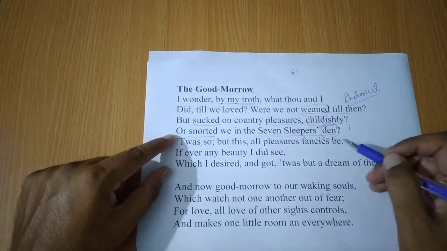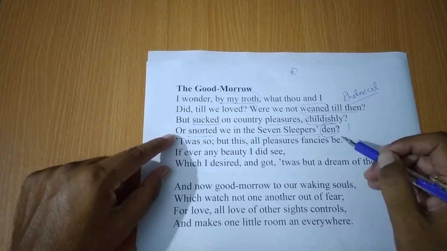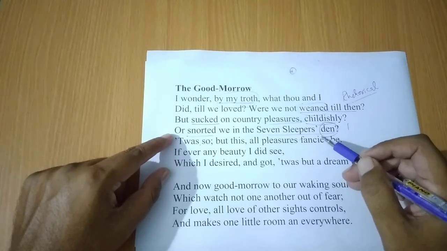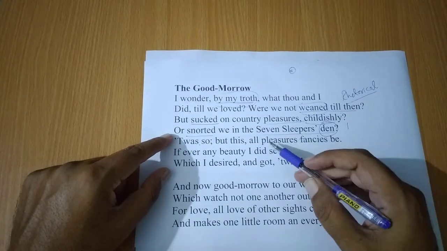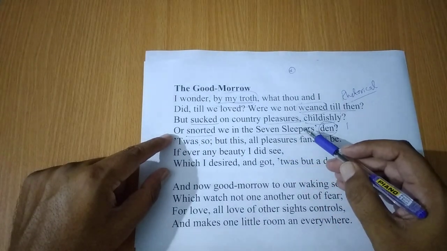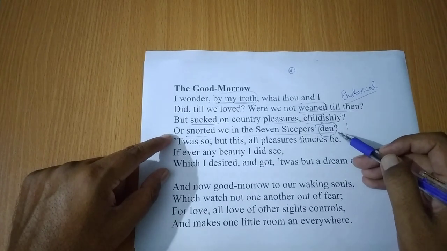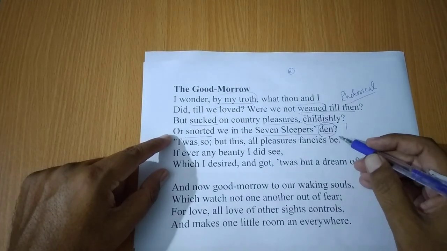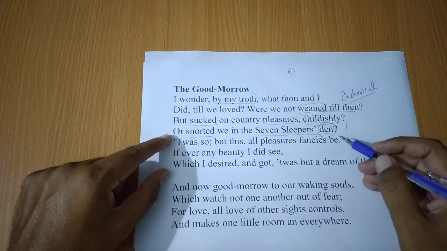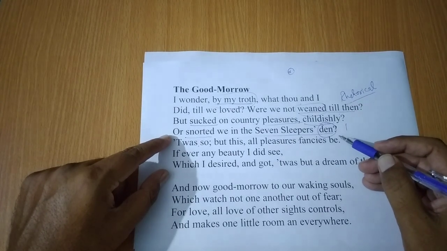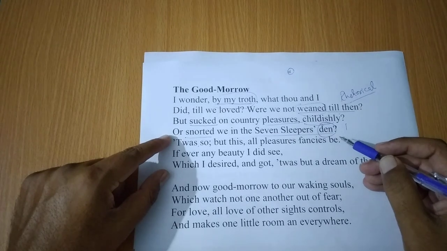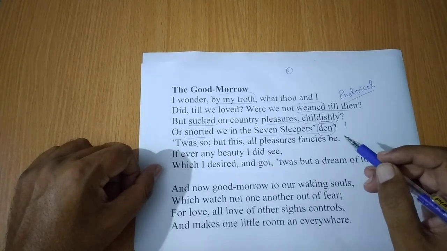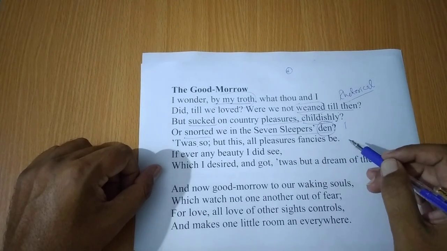Around 250 AD, Decius was the Roman emperor, and he persecuted those who had become Christians. So these seven people went to hide themselves in a cave in order to escape from the persecution and prosecution by this Roman emperor. And when it was known by this emperor, he closed the door of that cave, that entry or that entrance of that cave.